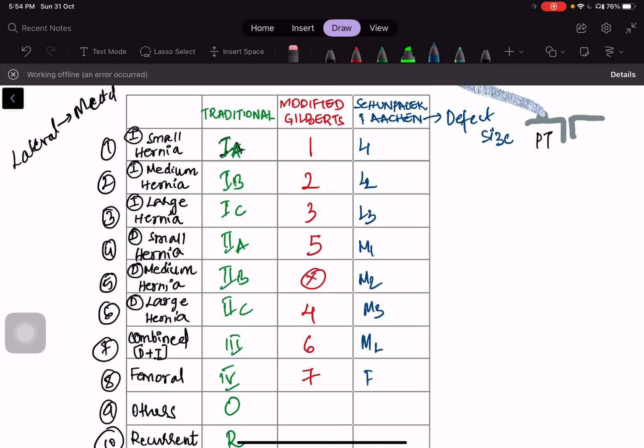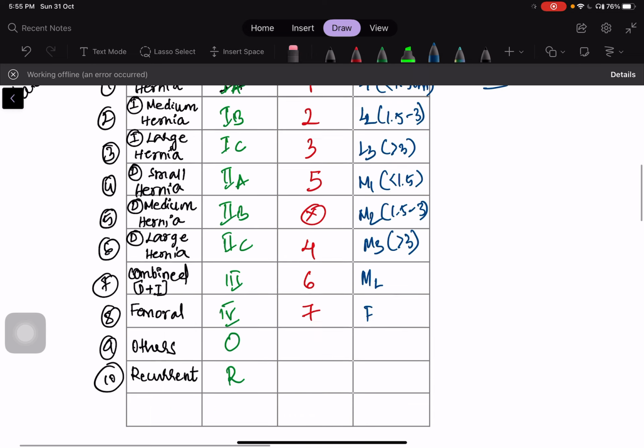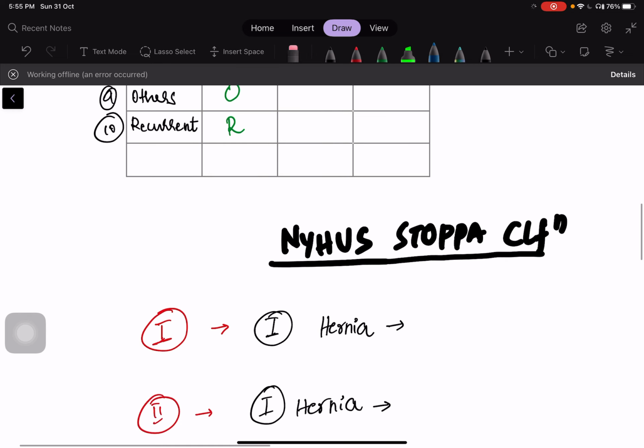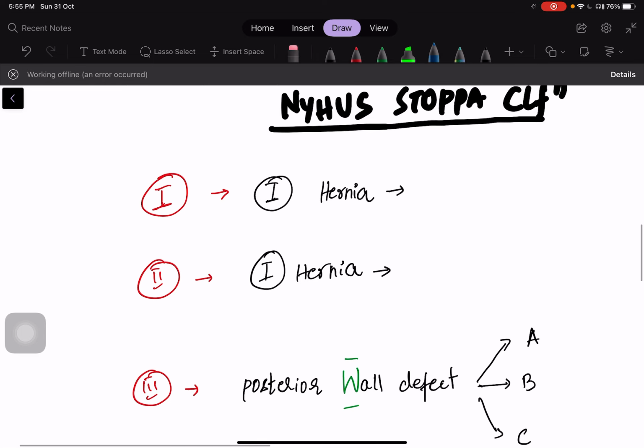As I said, it takes the defect size into consideration. L1 is less than 1.5 centimeters, L2 is 1.5 to 3 centimeters, and L3 is more than 3 centimeters. In a similar way, M1 is less than 1.5 centimeters, M2 is 1.5 to 3 centimeters, and M3 is more than 3 centimeters.